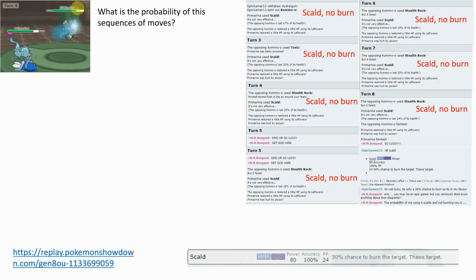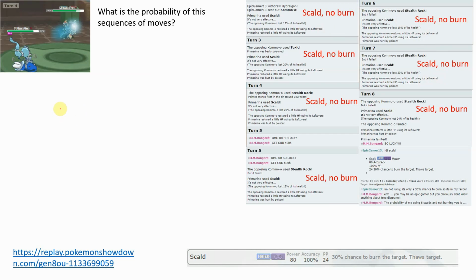But you'll see I continued that battle, and I ended up doing 7 scalds, and I didn't burn. And you can read that if you want a bit of me attempting to be funny, schooling myself, I was both of the players, schooling myself about tree diagrams. But from that, what is the probability of this sequence of events happening? I don't think I've ever done this before, hitting 7 without burning.